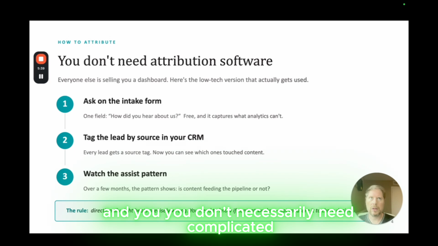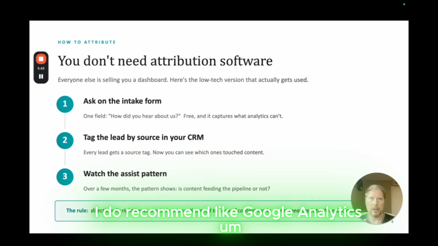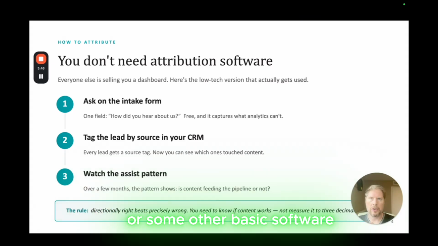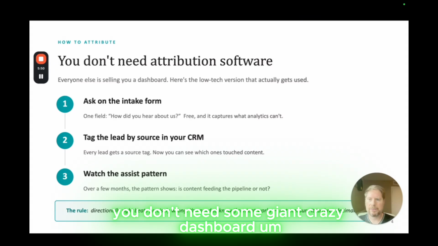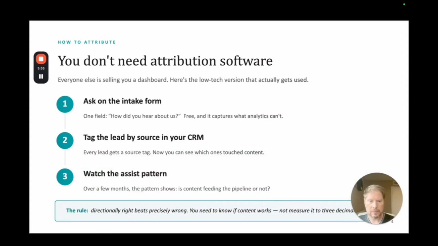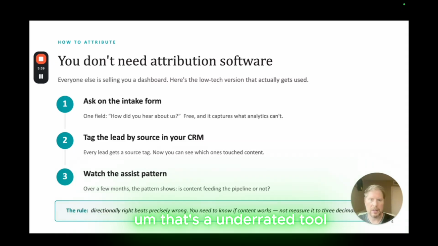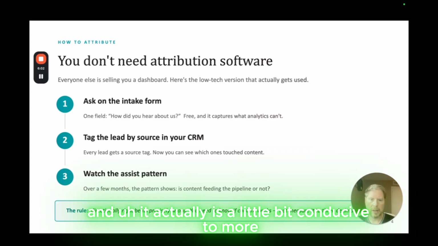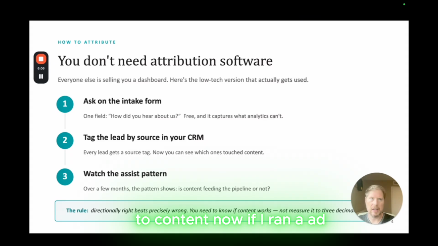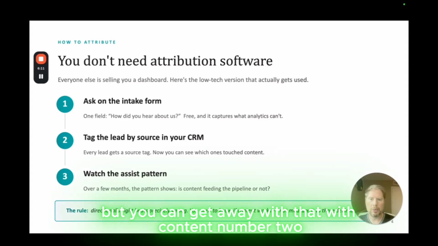And you don't necessarily need complicated attribution software. I do recommend Google Analytics or some other basic software that you might use with your ads. You don't need some giant, crazy dashboard. The lower tech one is on your intake forms for your content. Ask, how did you hear about us? That's an underrated tool, and it actually is a little bit more conducive to content. Now, if I ran an ad, I would never do that for an ad or for paid marketing, but you can get away with that with content.